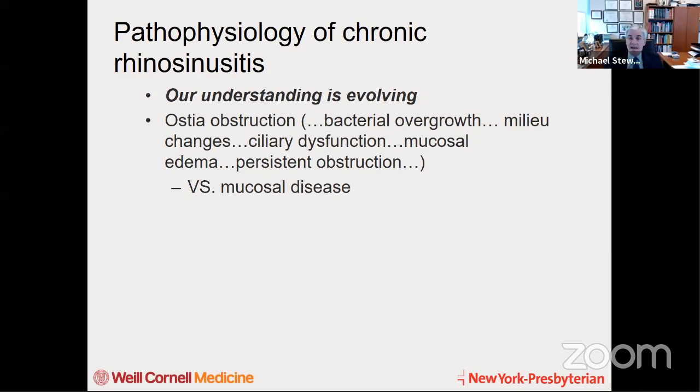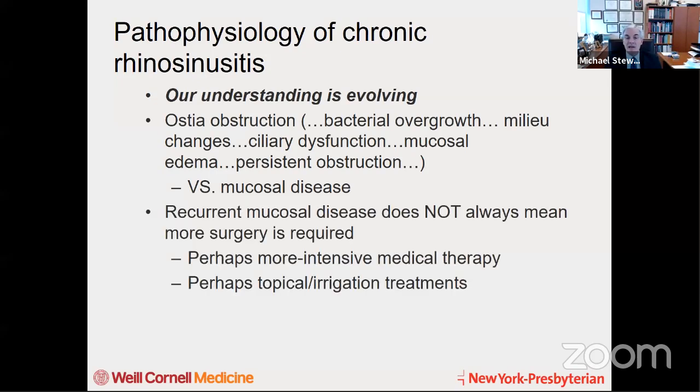And in fact, that still occurs. That is still a mechanism for chronic rhinosinusitis. However, we understand now that many times the primary problem is fundamental mucosal disease, not osteal obstruction. It's an inflammatory disease of the lining of the nose and sinus, and not simply a plumbing problem or a ventilation problem at the ostia.